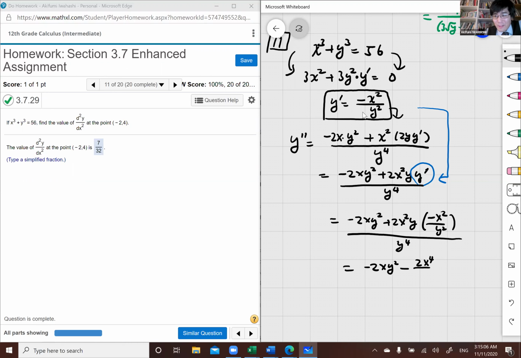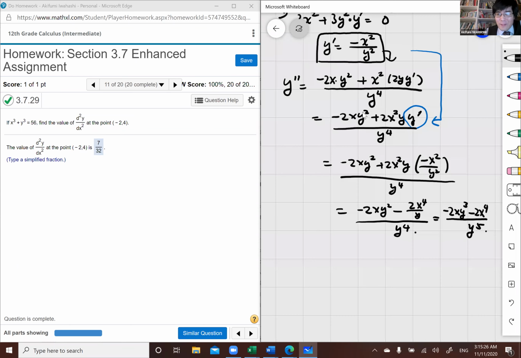Which is, multiply top and bottom by y. It's going to be y to the 5th minus 2x y cubed minus 2x to the 4th. Okay, we finally simplified y double dash into this form. Now let's evaluate y double dash at (-2, 4). So I'm going to plug in -2 for x, and 4 for y.